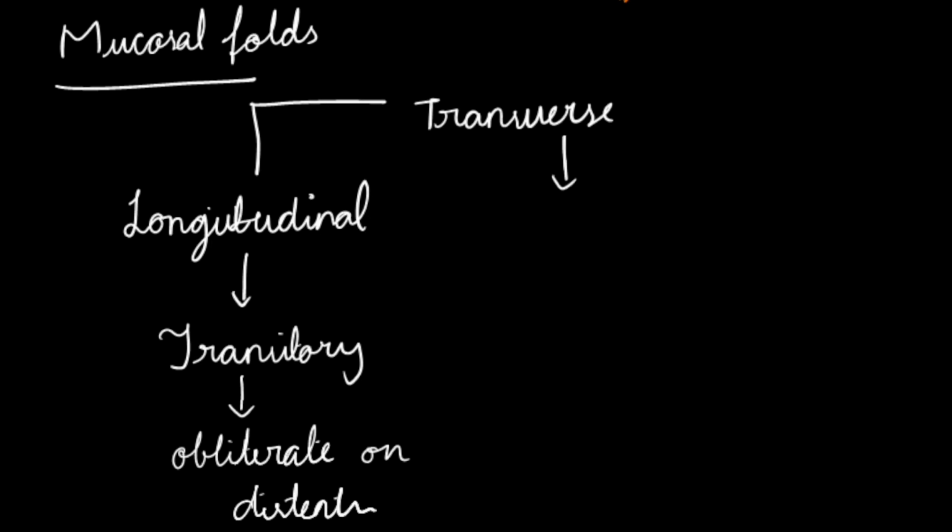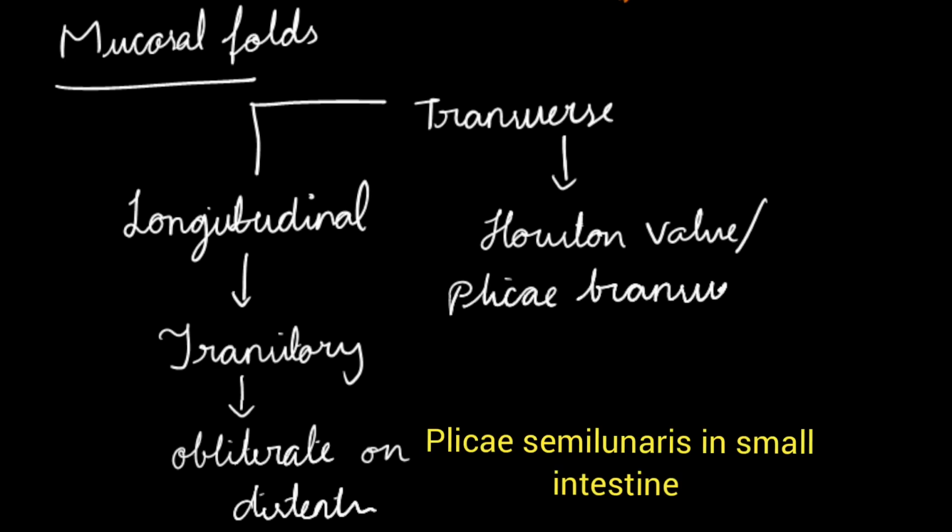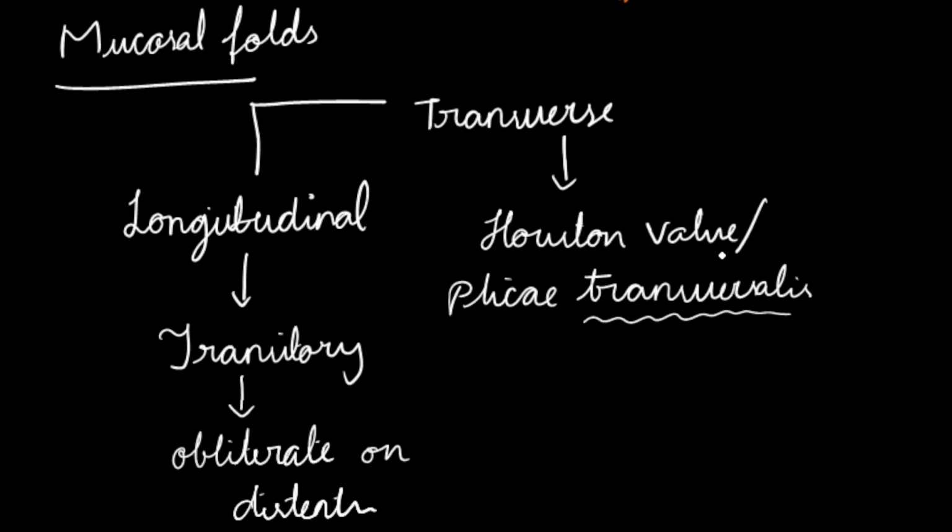Now regarding the transverse, it is also called as Houston valve or plicae transversalis. Till now in case of large intestine, we had seen the plicae semilunaris, but here we are talking regarding plicae transversalis. This is one of the important MCQs: the special feature of mucosal folds of rectum are called Houston valve or plicae transversalis. And here these transverse folds are permanent and exist even if the rectum gets distended. So this is all regarding the mucosal folds of rectum.